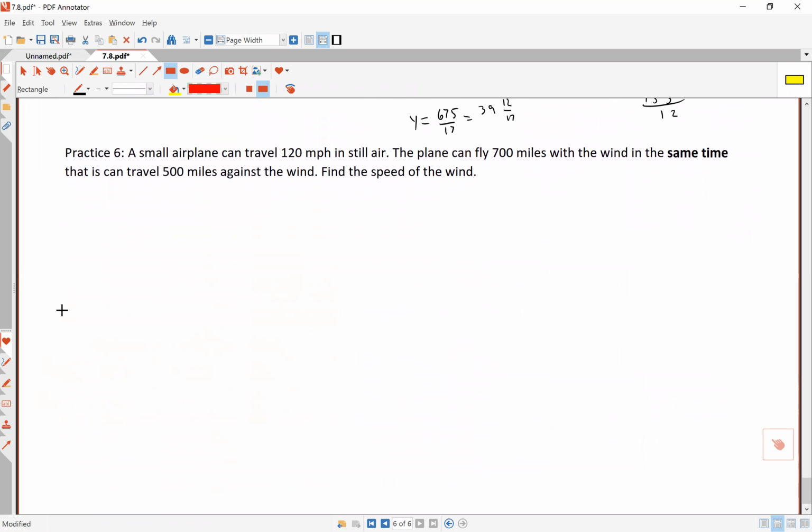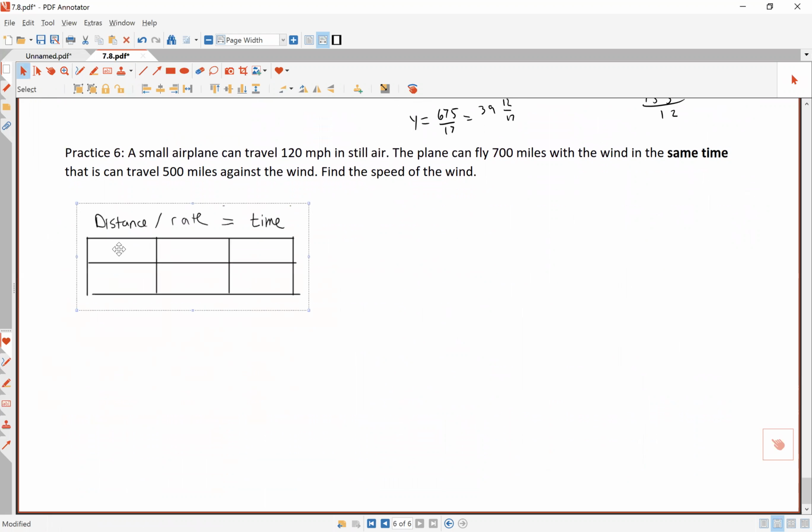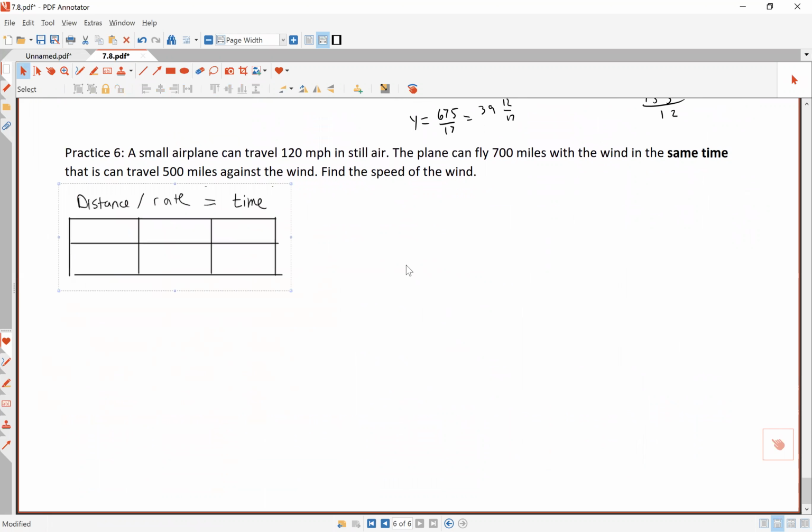All right, practice 6 is for you to try. Set up your table. Press pause on your video and come back when you're ready to see the solution.